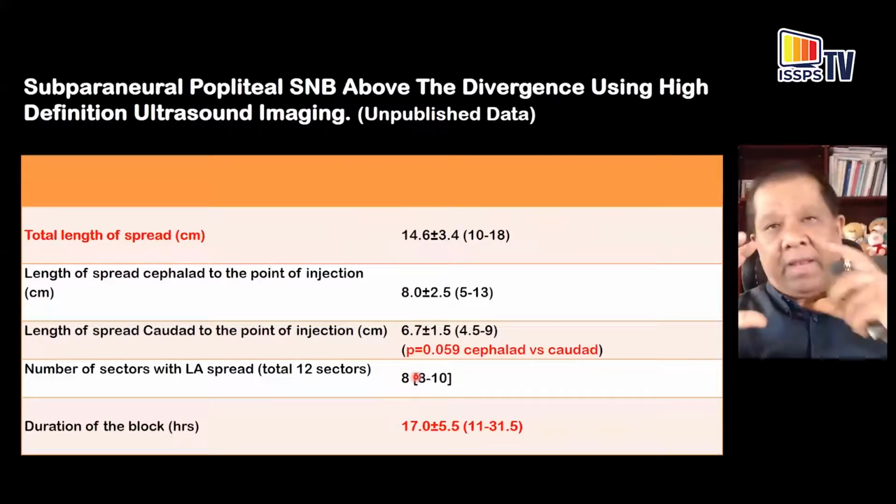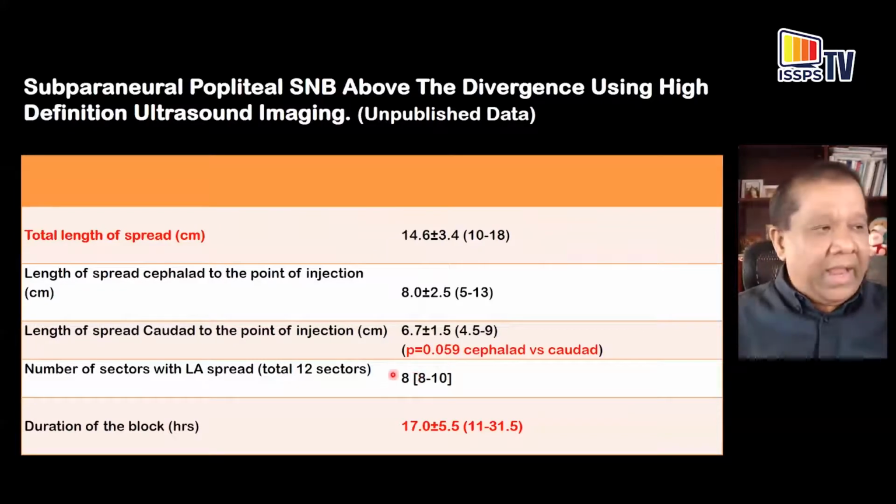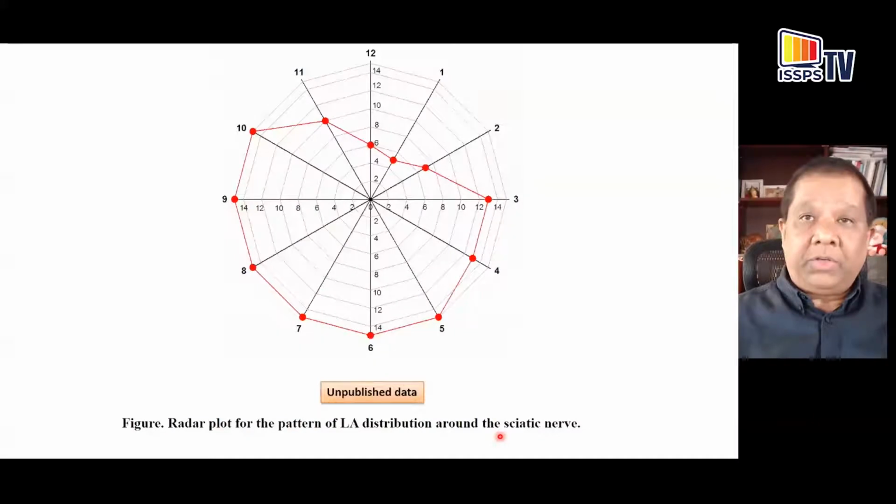If you divide the sciatic nerve into 12 sectors, then 8 sectors with the median distribution. And if you look at the duration, as I mentioned to you, it's a mean of about 17, but the range you can see here, in one patient, we had 32 hours.